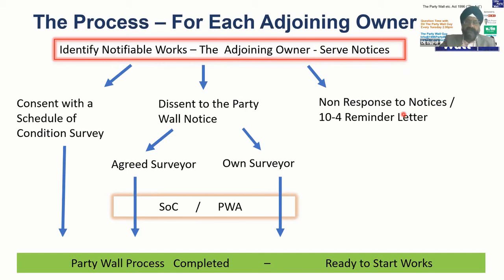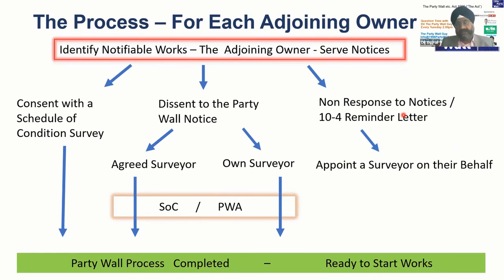After 16 plus 2 days, and I'm going to go into the timings as well later on if I get a chance, you should send them a reminder letter. The reminder letter is known as a 10-4 letter. Once you've sent that, after 12 days, you should appoint a surveyor on their behalf. Now, in that scenario, you've got a surveyor acting for each side. It can't be an agreed surveyor if you're appointing it under section 10.4b, it has to be a separate surveyor. And this is the recommended process.